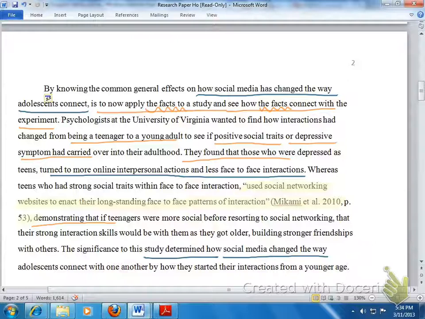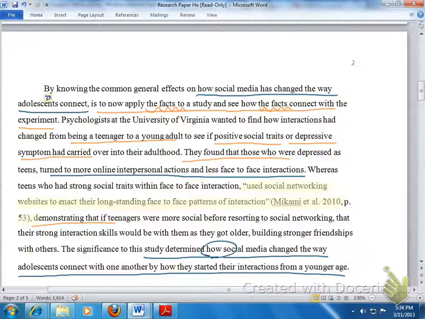So it determined how social media changed the way adolescents connect by how they started their interactions from a young age. Now, I think this is where you're saying elaboration more. What do you want to hear more if you had to close read this? How would you use this data? What is this data saying that they've chosen? Well, I think the sentence itself is kind of confusing because it says that their social behavior is changing, but then it's also based on the way they interacted in their earlier childhood. So how is it changing if it's based on how they were before?